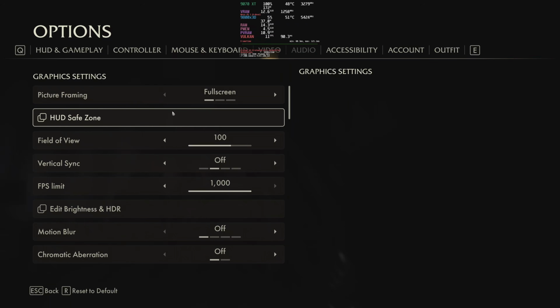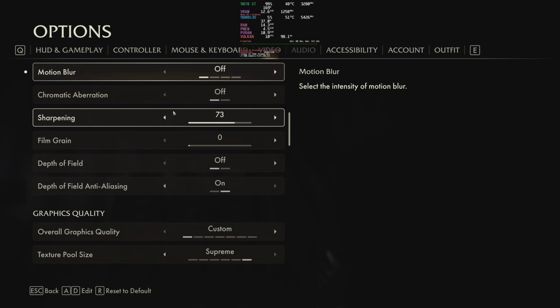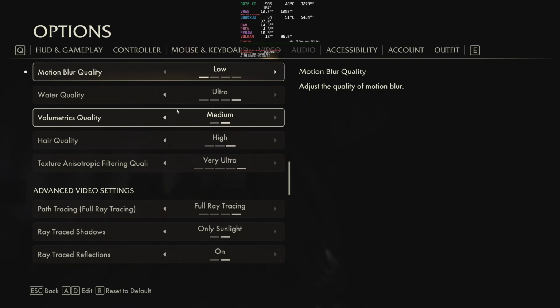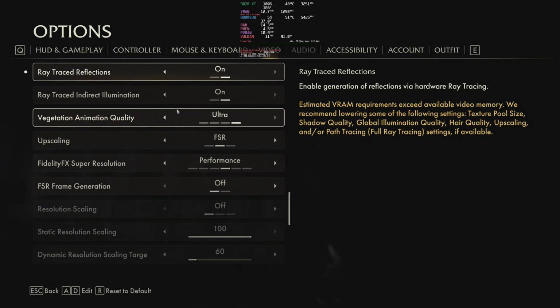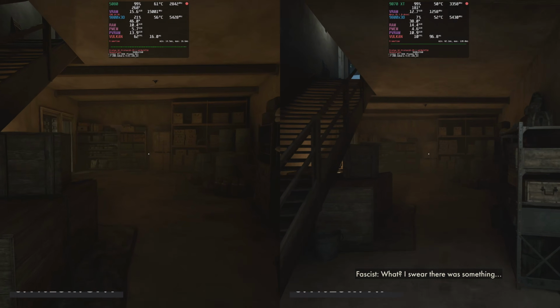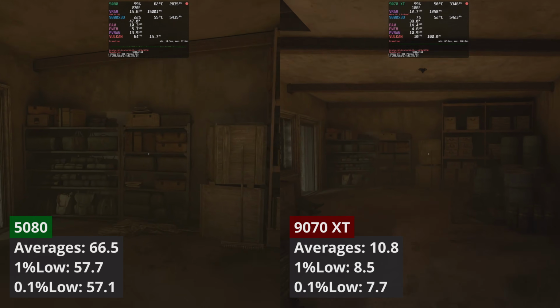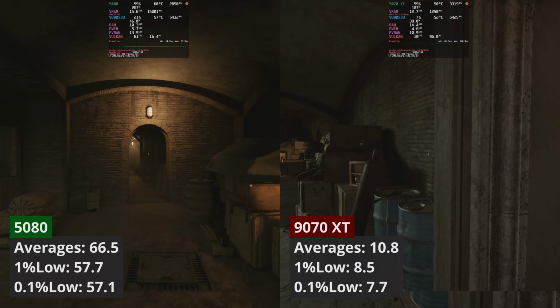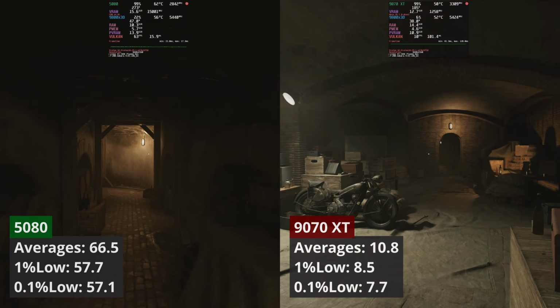When I increase the resolution to 4K, again with aggressive upscaling so I don't run into VRAM issues, the 9070 XT is delivering 83% less frames when compared to the 5080. Path tracing is not AMD's strong point, not even in Linux.